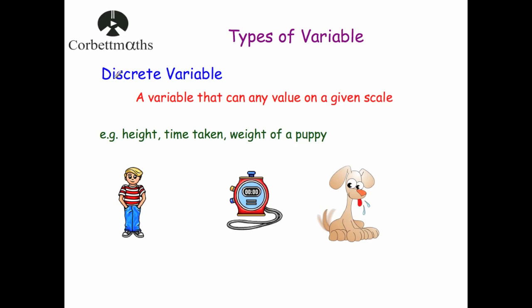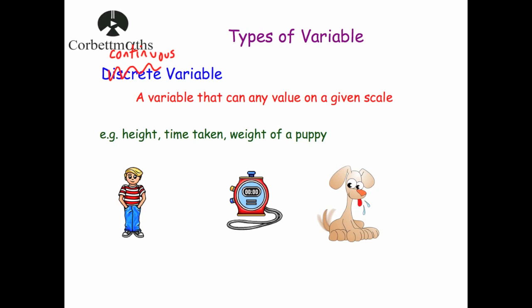Next, continuous data. Continuous data is a variable that can take any value on a given scale. So examples of continuous data or continuous variables would be height, the height of somebody. It can take any value on a given scale. Time taken, again, they can take any values on a given scale. Weight of a puppy, etc.